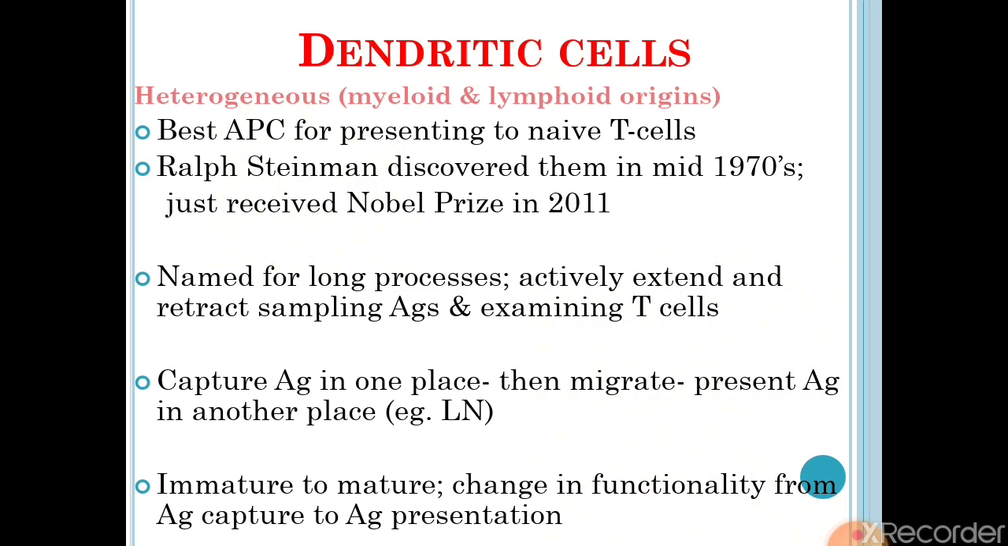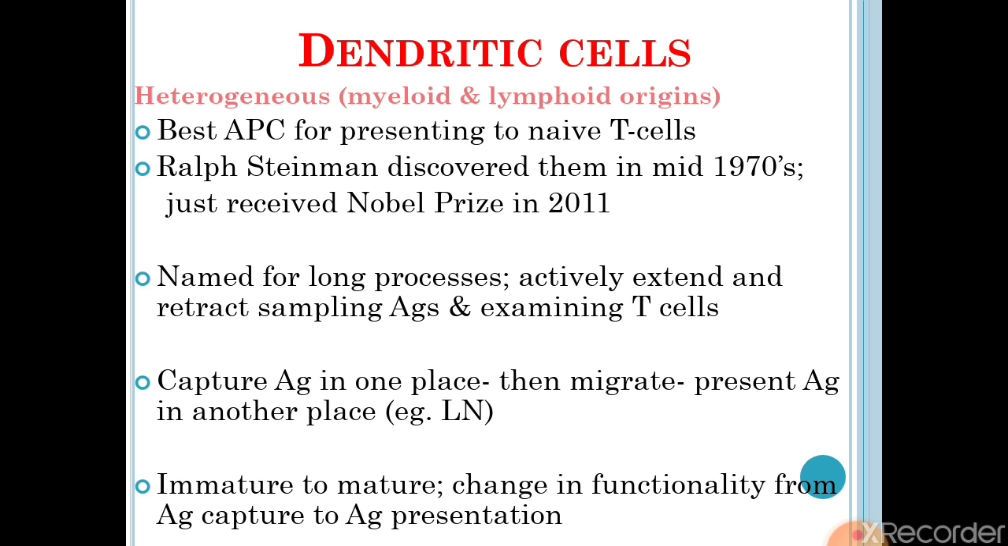Now comes the dendritic cells. Dendritic cells are heterogeneous in origin. That is, they can be derived from either myeloid lineage or from lymphoid lineage. They are the best antigen presenting cells for presenting to naive T cells. Ralph Steinman discovered them in the mid 1970s, and he received the Nobel Prize in 2011.